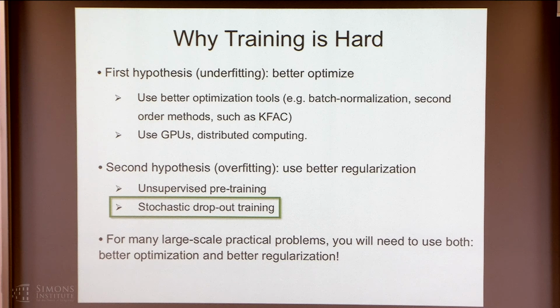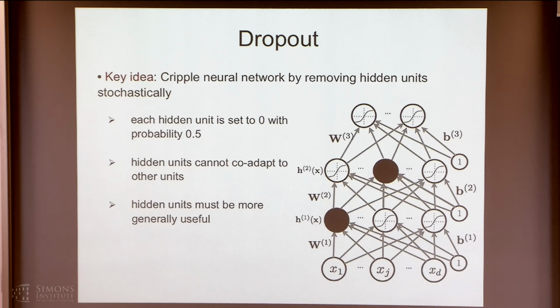The other class of algorithms is stochastic dropout, which is an interesting class of training methods. One of the interesting pieces about stochastic dropout is that it's very easy to implement. And it turns out in our community, if you introduce something that's very easy to implement, people will use it. If it's super hard, people don't use it. So let me show you the key idea behind dropout. What you're effectively trying to do is cripple the neural network by removing some hidden units stochastically. Each hidden unit is set to 0 with probability 0.5. That's the basic algorithm, in forward propagation. You go in, you activate these units, you flip a coin with probability 0.5, and you kill half of the units. It actually works quite well.